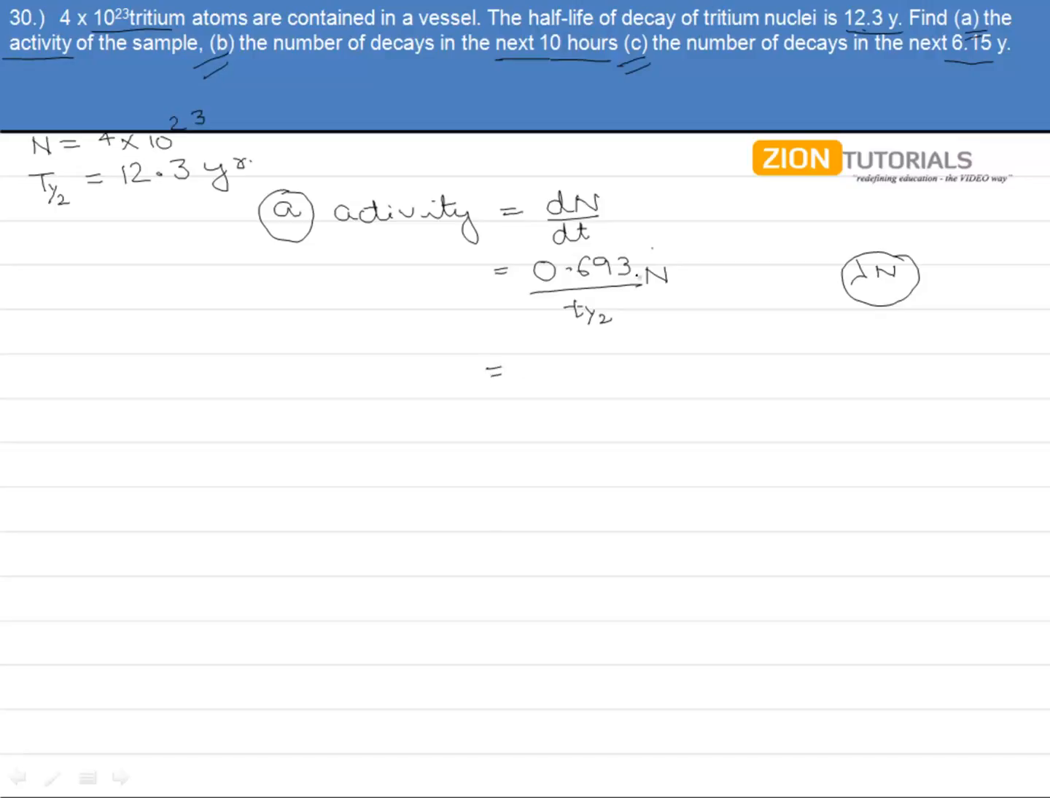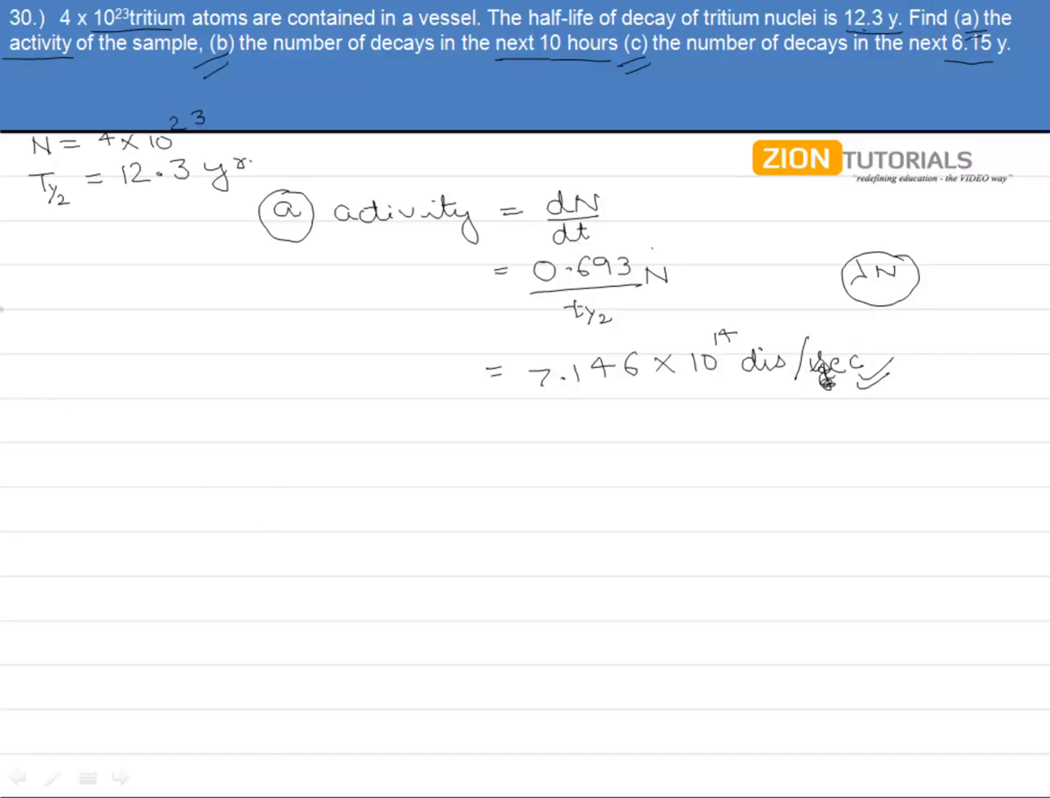Putting the values over here, because N is this 4 into 10 to the power 23 and t half is 12.3 years, we get the activity to be 7.146 into 10 to the power 14 disintegrations per second.